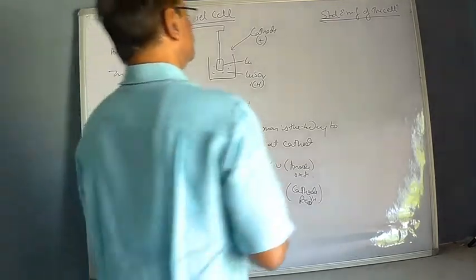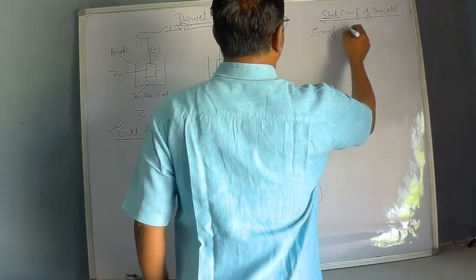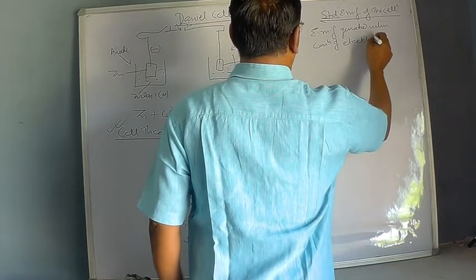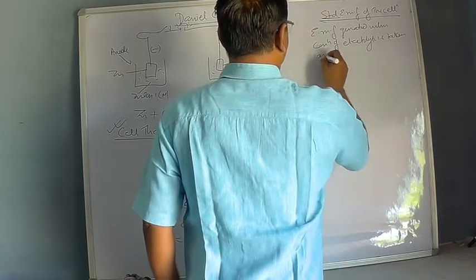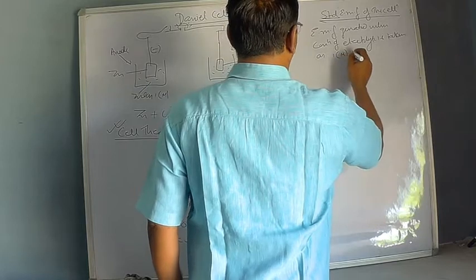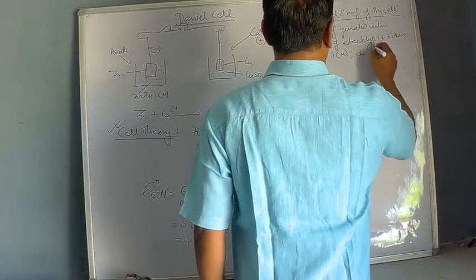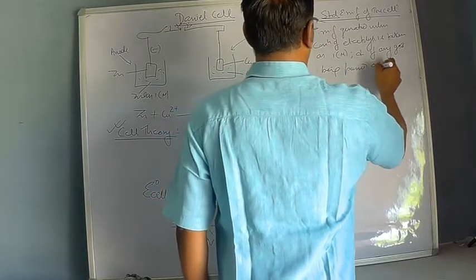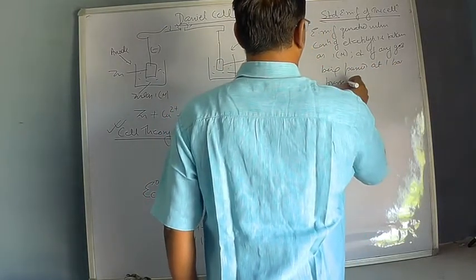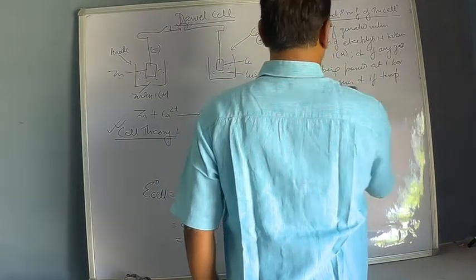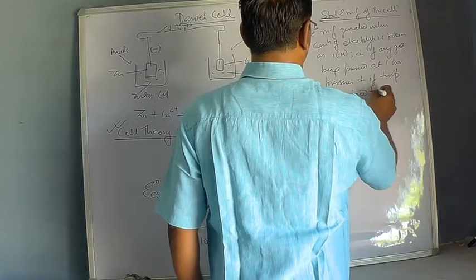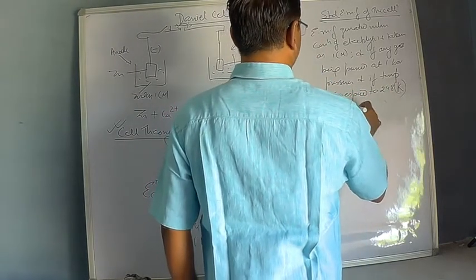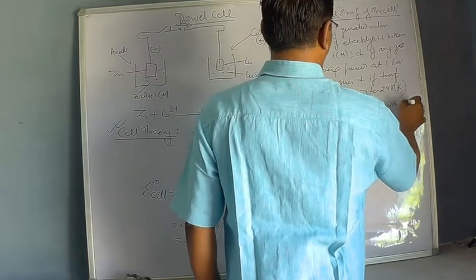So what is standard EMF of the cell? It is the EMF generated when the concentration of electrolyte is taken as 1 molar, and if any gas is being passed, it is at 1 bar pressure, and if temperature corresponds to 298 K, that is 25 degrees centigrade, then the cell is said to be in standard state.